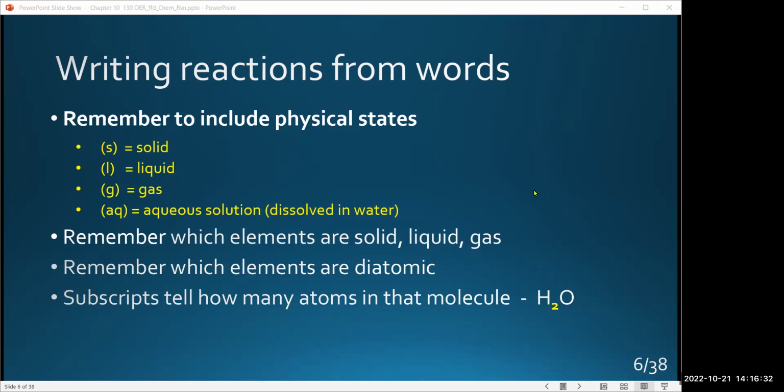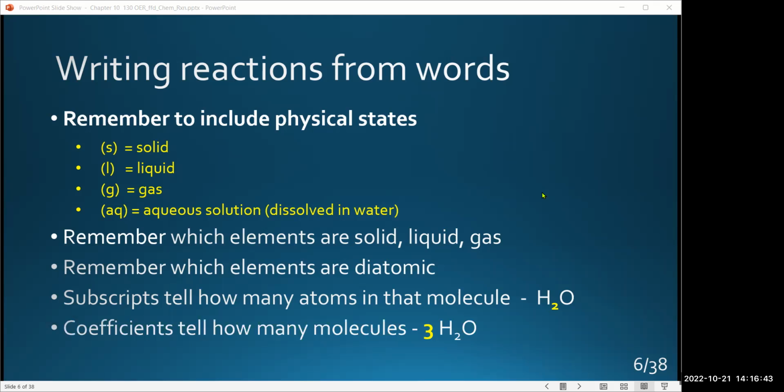We know that the subscript tells how many elements are in that compound. So the subscript 2 here represents 2 hydrogens for every oxygen in the molecule of water, right? The coefficient tells us how many of those molecules we have. Okay? Coefficient. Now we can change the coefficient as many times as we need. The subscript, that's etched in stone. Once you determine what the subscript is, that doesn't get changed.